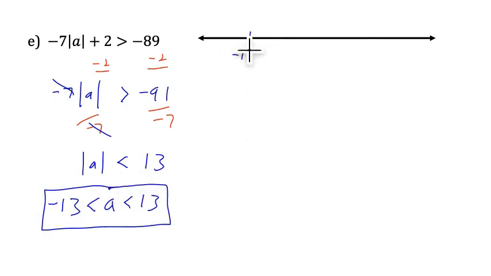Put my endpoints on the graph. A is in between those, so I'll have open points and connect them. A is less than 13 and a is greater than -13, so in between there.